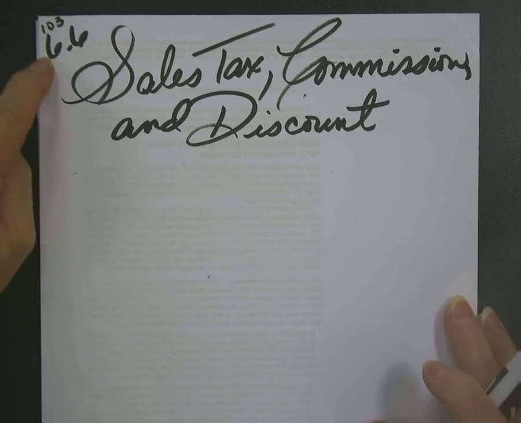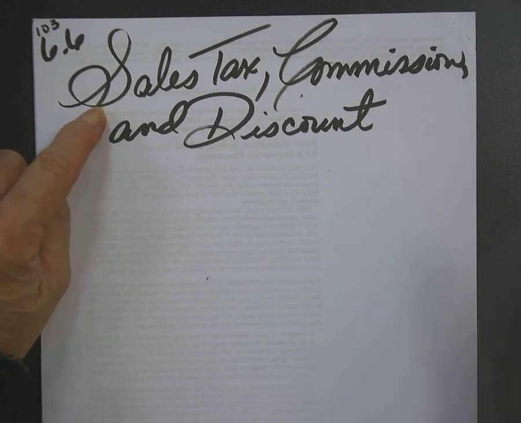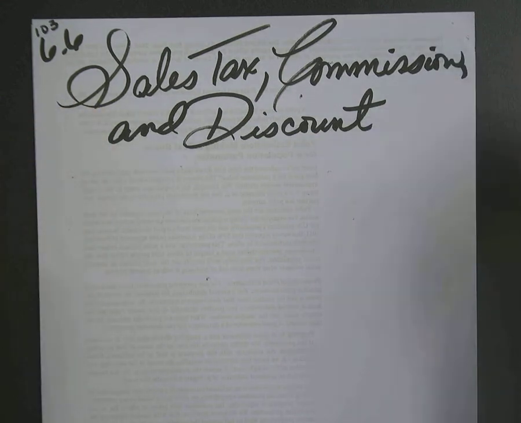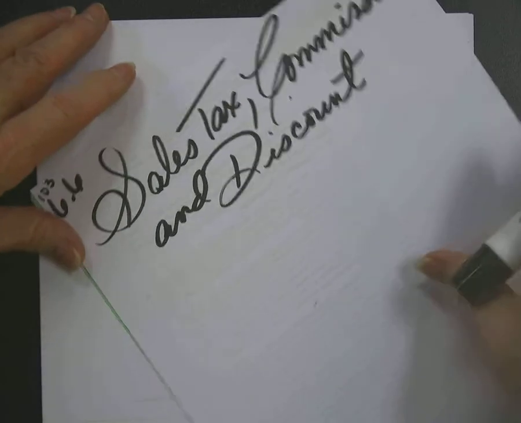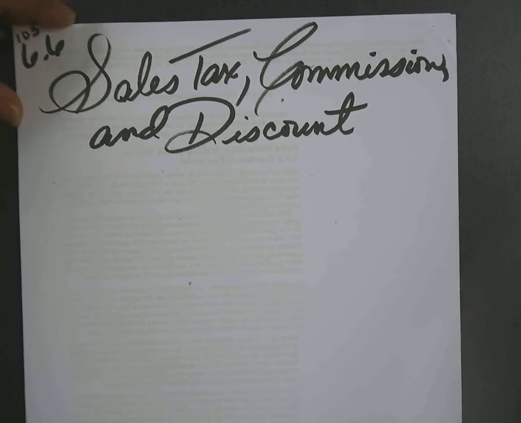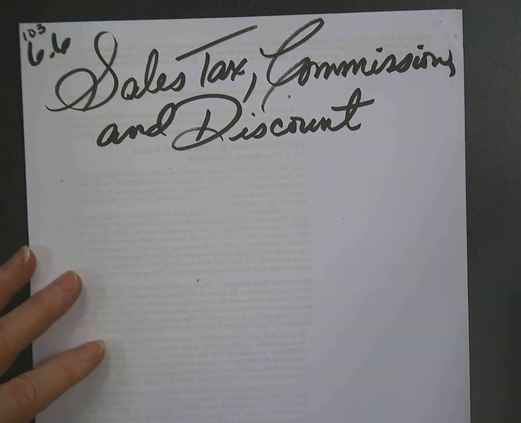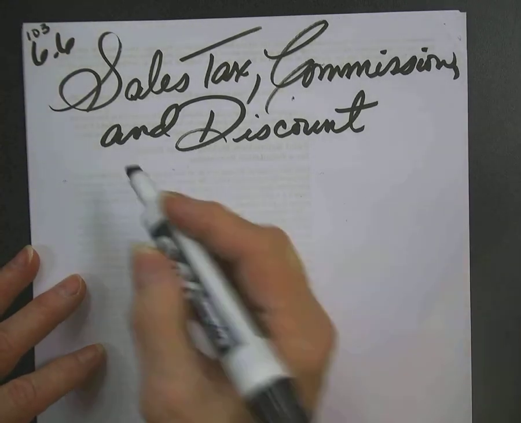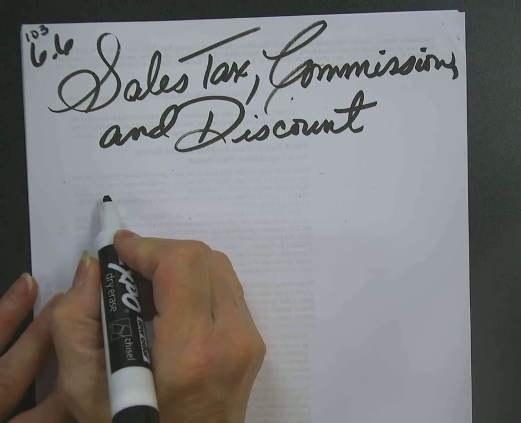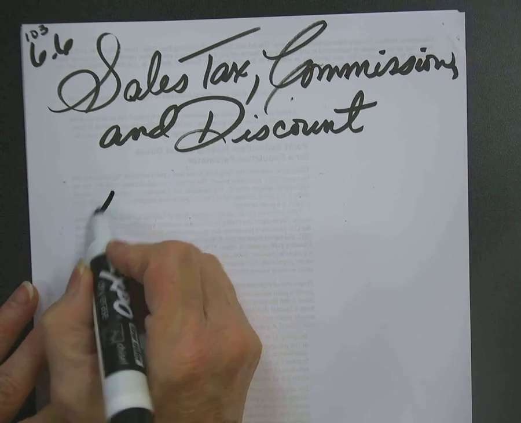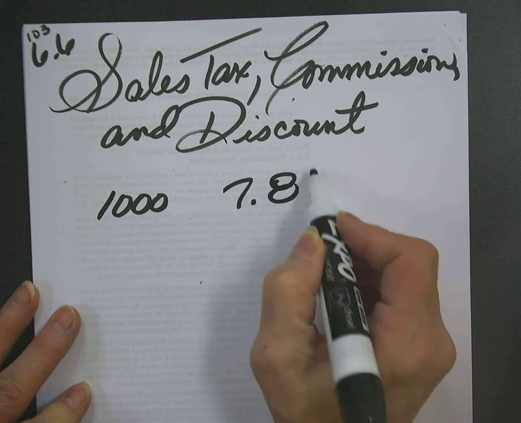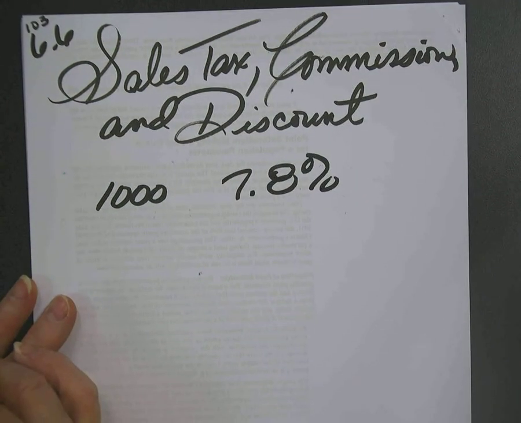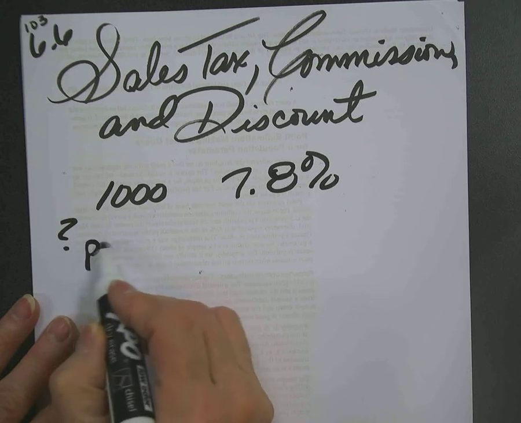Okay, 6.6, there's sales tax, commission, and discount. Sales tax, that's what we're all really familiar with. We pay it all the time. We don't have to figure it out, but it gets added on, huh? Let's say we bought something for $1,000, and there was a 7.8% sales tax. How much would we end up paying?